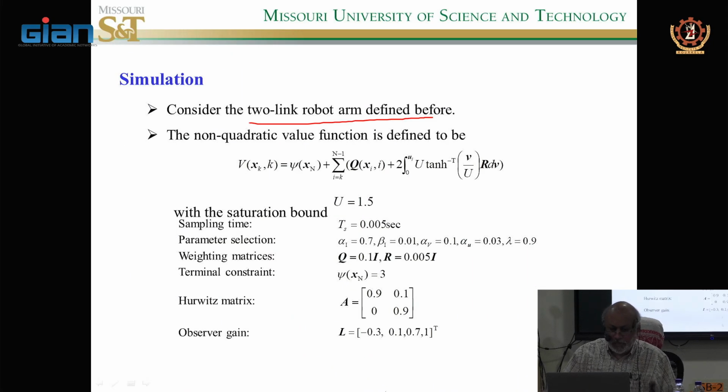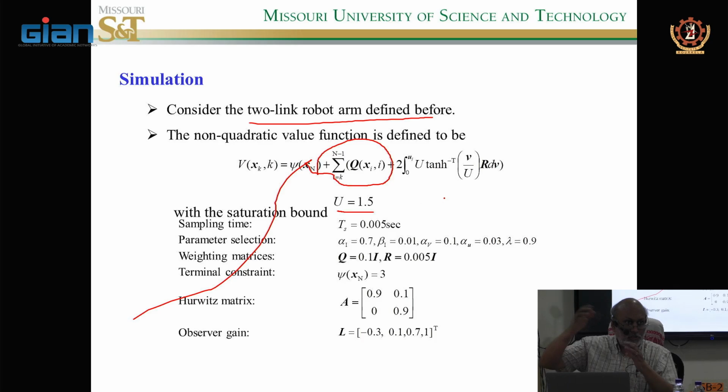So now what I'm doing is I'm also looking at the actuator saturation. So I'm defining this value here. And the saturation bounds are phi. Bounds is 1.5. So I chose the magnitude of that saturation. You can pick that based on the actuator. Alright? So the sampling interval is equal to 5 milliseconds. Alpha 1 is 0.7, beta 1 is 0.01. The critique learning rate is 0.1. The actor learning rate is 0.03.